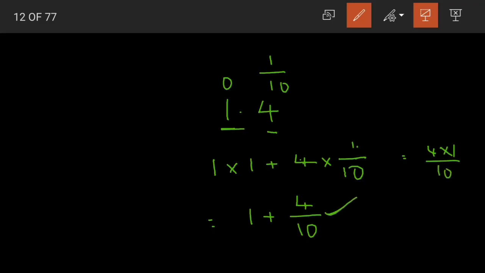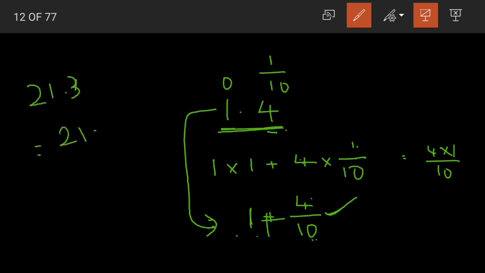Now what did we conclude here? 1.4 is nothing but 1 plus 4 by 10. We have converted this decimal number into a whole number plus a proper fraction. So in the same way, in the future, whenever you have such questions, say 21.3, how will we write it? Write the whole number part as it is, plus 3 is in 1/10 place, so 3 divided by 10.